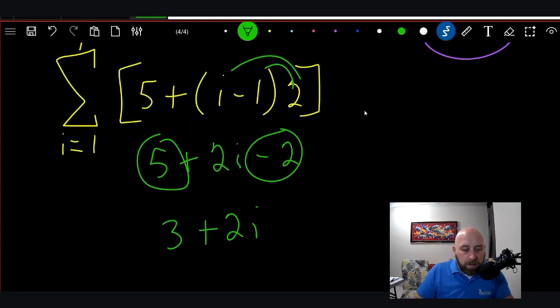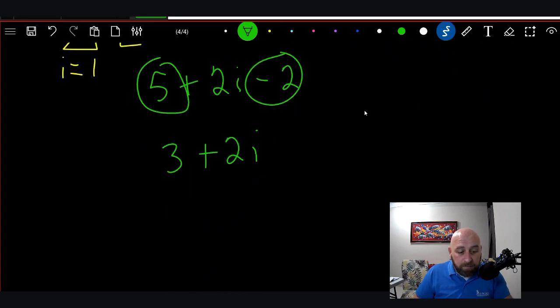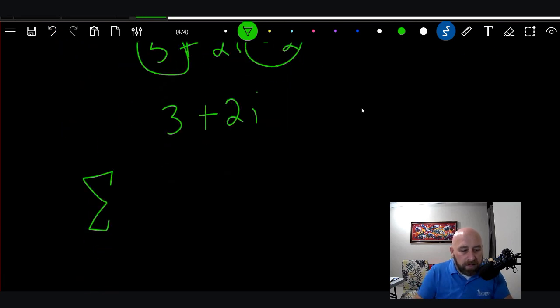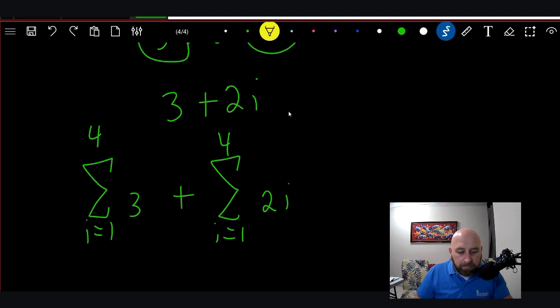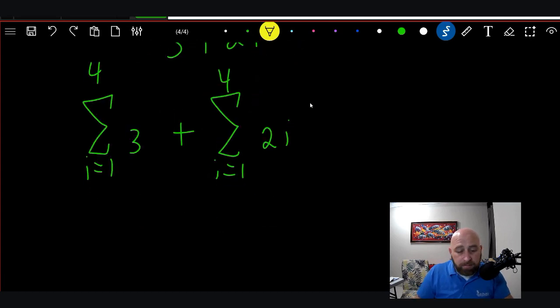All right, now what we want to do is distribute that sigma to both of them. So we're going to get the sigma with the 4 on top, and then the i equals 1, and that's going to be a 3, plus the sigma with the 4 on top with the i equals 1, and 2i right there. Now notice this one also has a multiplier right there, so be careful of that. And then we're just going to solve these, okay? And so this one is just the simple one.